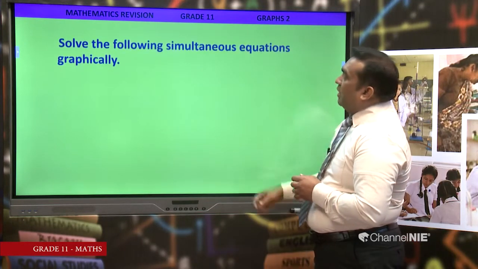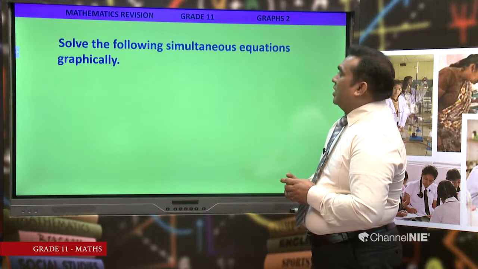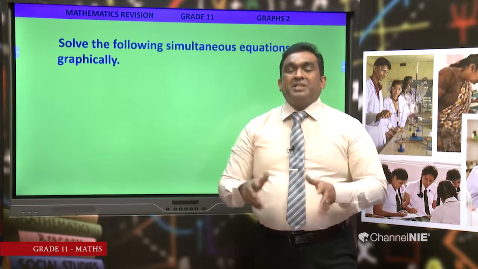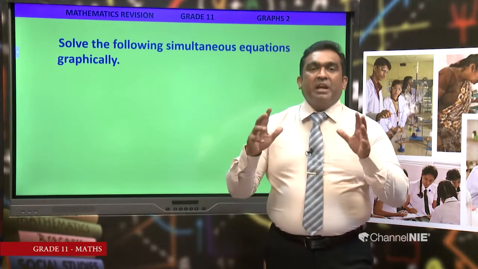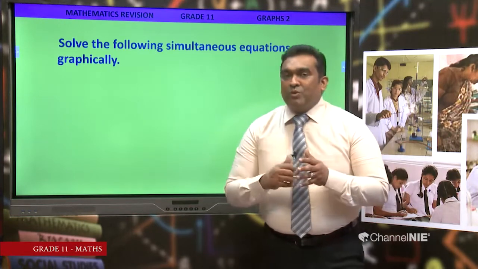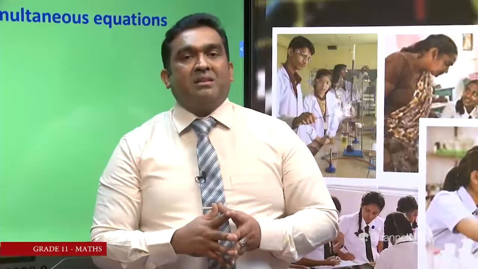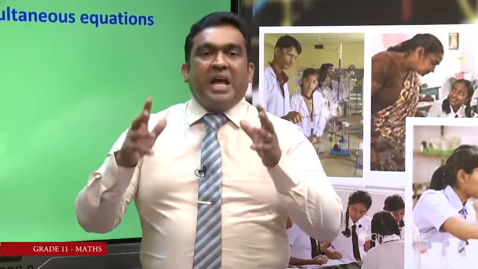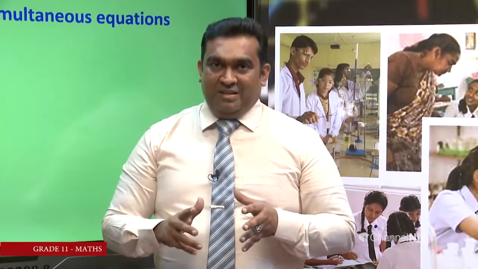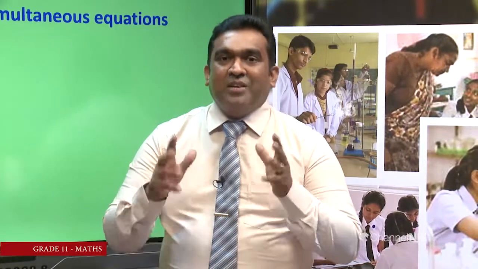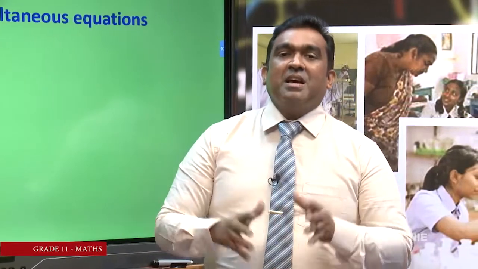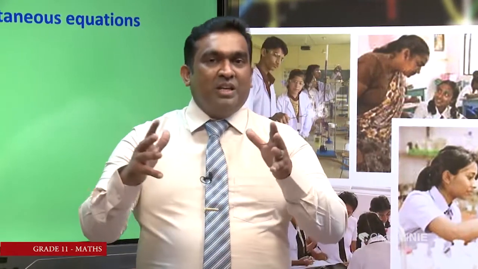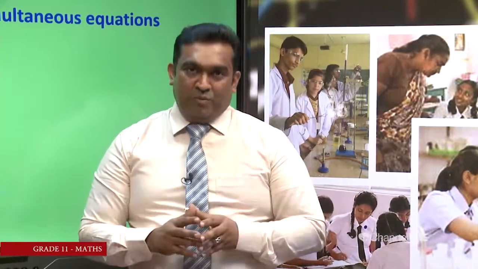Then solve the following simultaneous equations graphically. Now we are going to solve a pair of simultaneous equations using the graphical method. It means you have to draw two graphs, two straight lines, according to the given equations. What is the standard form of a straight line? The standard form of the equation of a straight line is y equals mx plus c. You have to arrange the given equations according to that form.